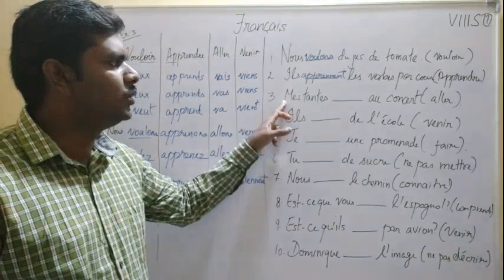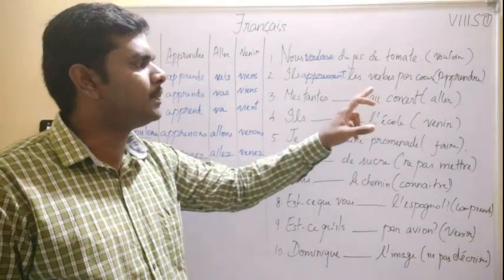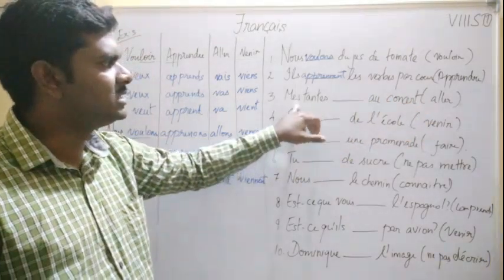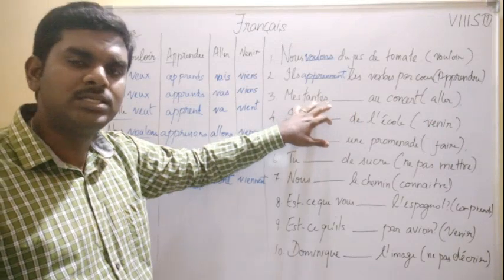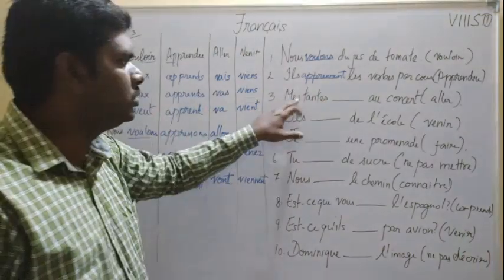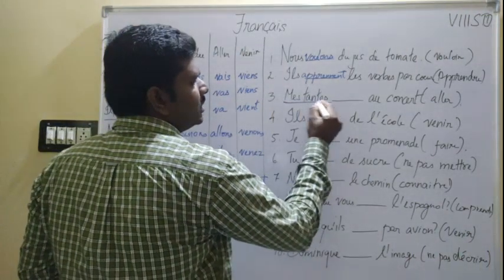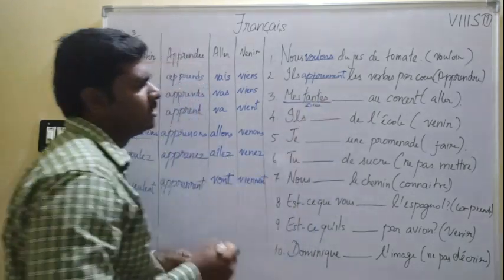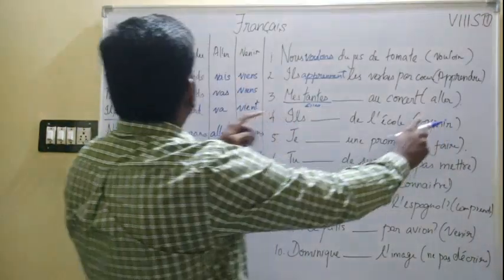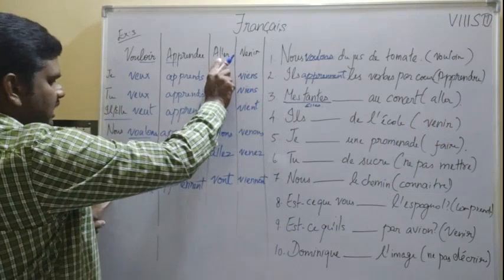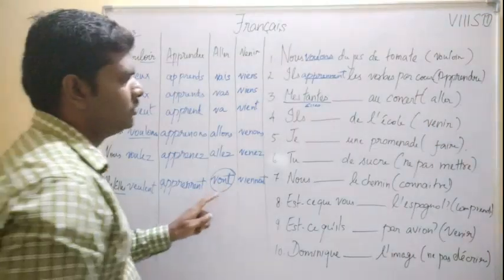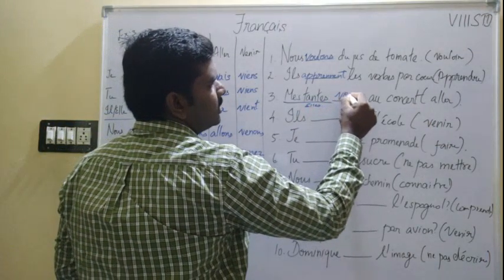Okay. Now, third one, mes tantes dash au concert. This should be changed using the aller verb. Mes tantes means my aunts, not one aunt. There are 2 or 3 aunts. So this comes under the subject ELLES. So what do I have to do? I have to see ELLES and the aller verb. So where is the aller verb? The aller verb is here, ELLES is here. So dropping here, I have to take this, vont, and I have to solve it.